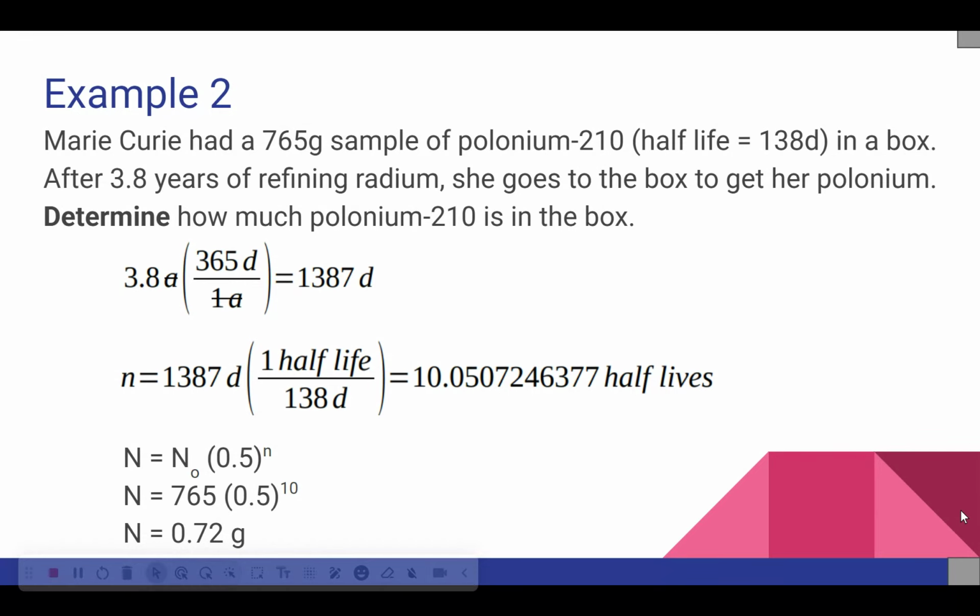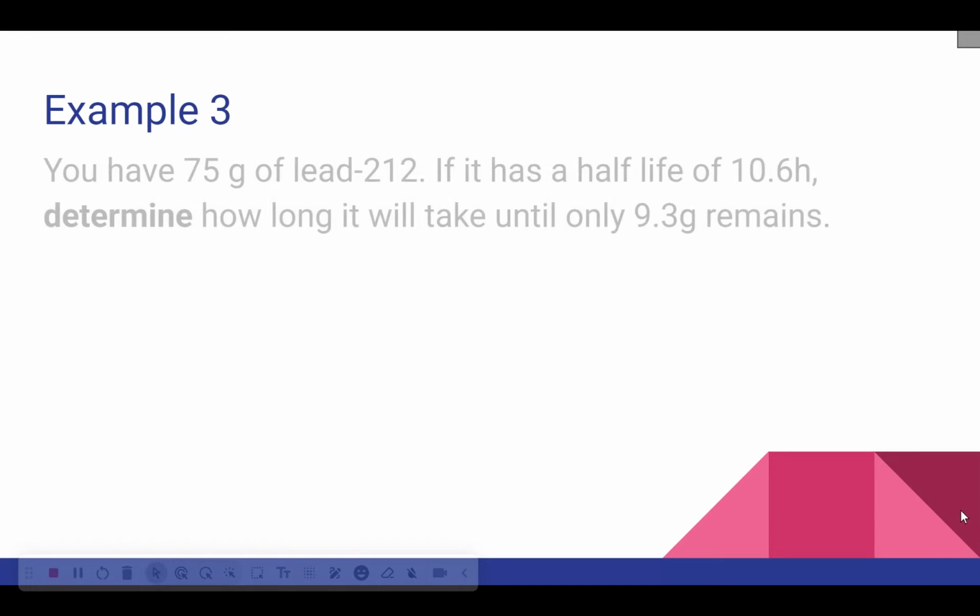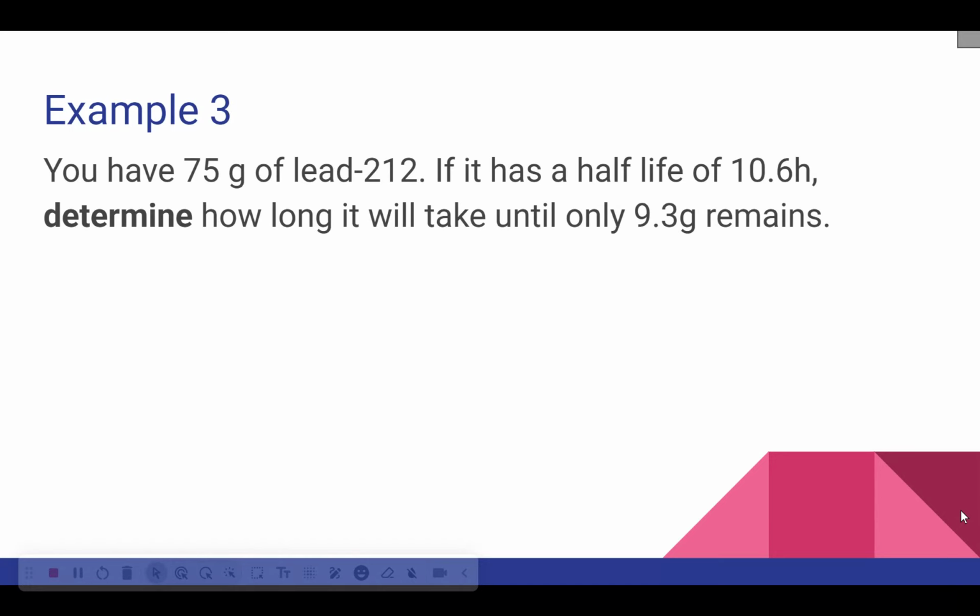Now, something I quite often get asked is, but what if we have to solve for a different variable in this formula? For example, what if I needed to know the number of half-lives? So it'd be a question like this, where I tell you that we're starting with 75 grams of lead-212. I know that it has a half-life of only 10.6 hours, and I want to know how long it's going to take until only 9.3 grams remains.